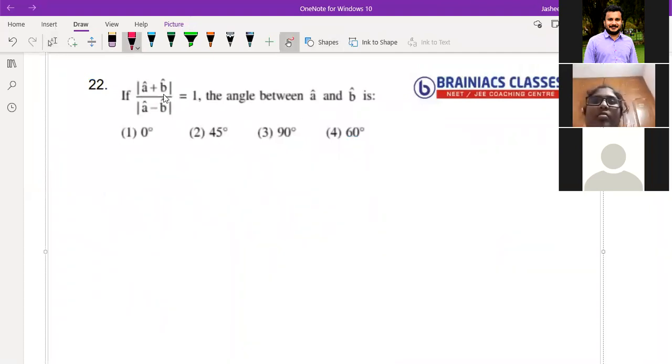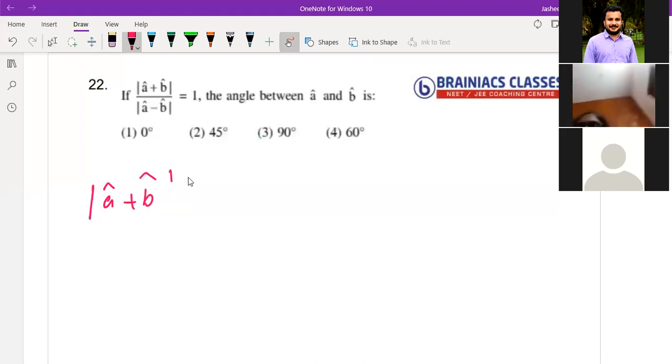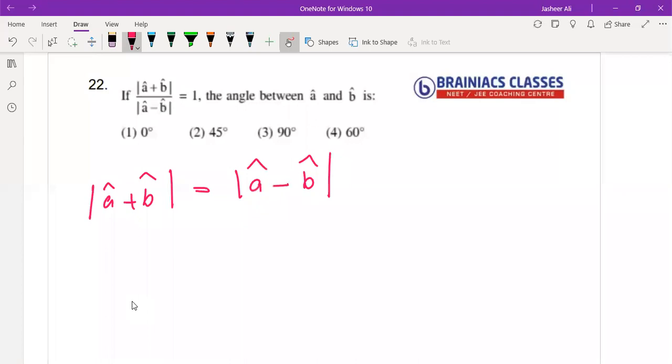If the modulus of a plus b divided by the modulus of a minus b, where a and b are unit vectors, equals 1, then what is the angle between a and b? That is the question. When such questions come, what we need to do is multiply. Multiplying, we get unit vector a plus unit vector b, where unit vector means its magnitude is 1, equal to unit vector a minus unit vector b. Correct? We can cross multiply this, and multiplying with 1 it comes like this.